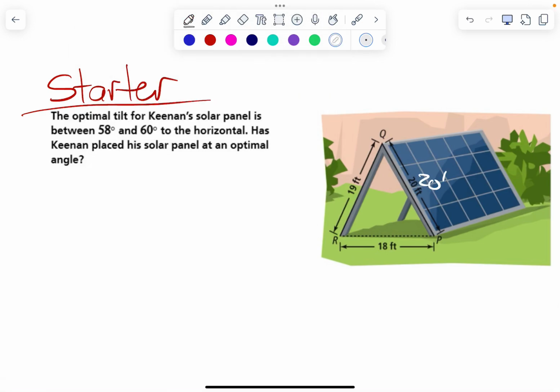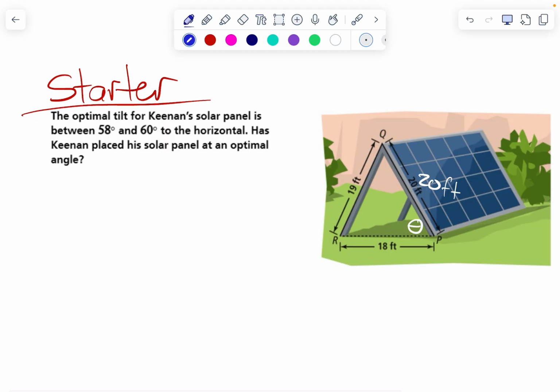All right, just making that clear. That's 20 feet. And so it's asking the optimal tilt for the solar panel is between 58 and 60 to the horizontal. So we're trying to find an angle. And it happens to be this angle right here. So has Keenan placed his solar panel at the optimal angle? How do we find that theta right there, considering that we're only given side lengths?